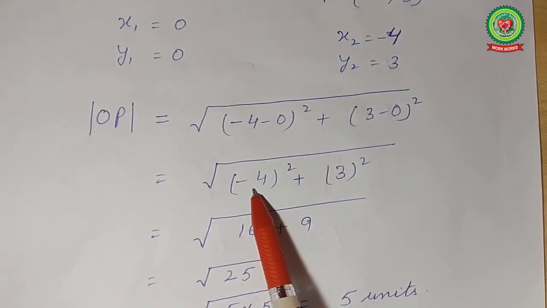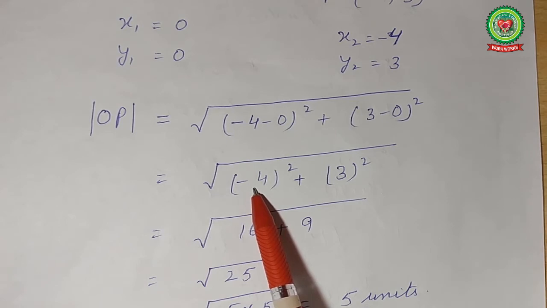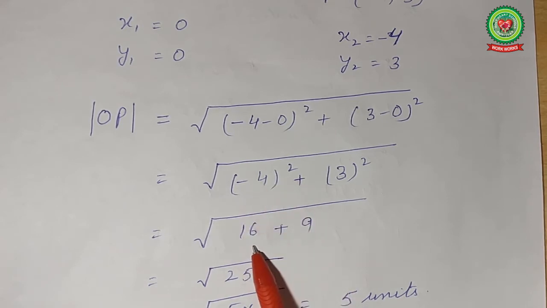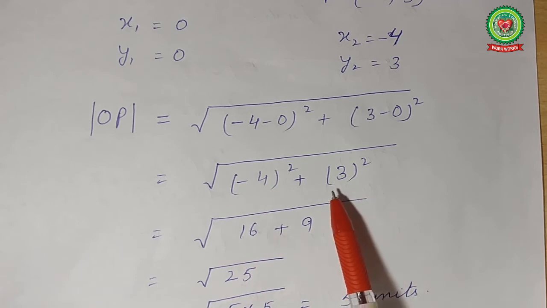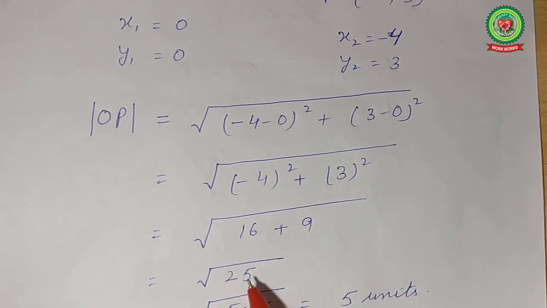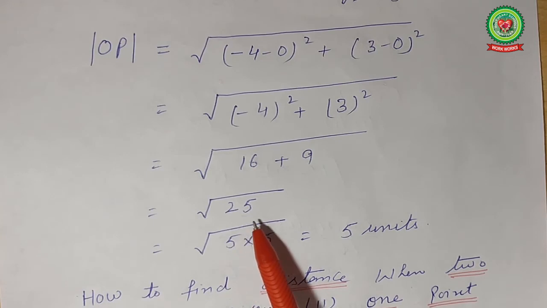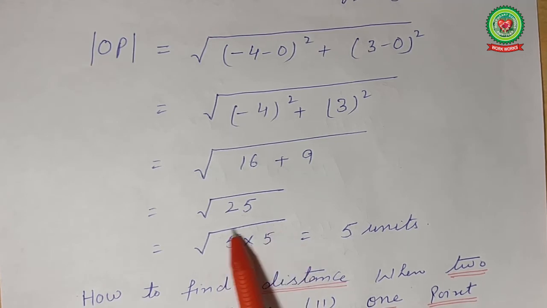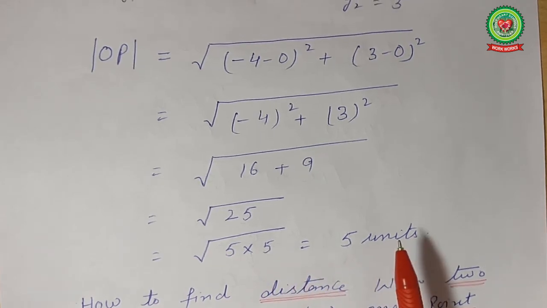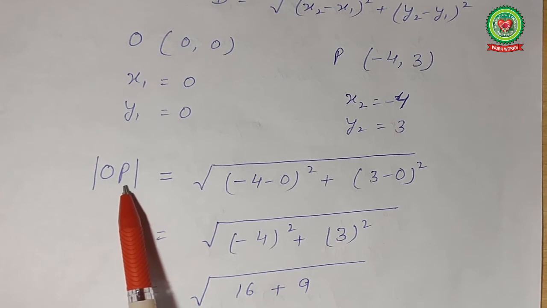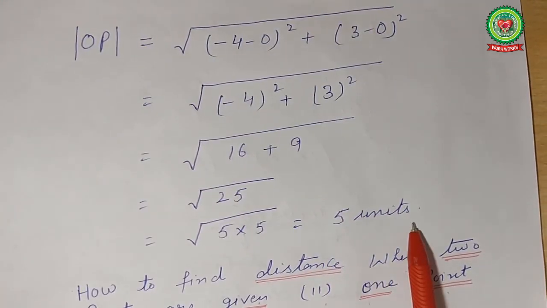When we square a negative number, it always gives a positive result. So minus 4 square is 16, and 3 square is 9. 16 plus 9 is 25. We can do the prime factorization of 25: 25 is equal to 5 into 5, having one pair. Under root of 5 into 5 is equal to 5 units. The distance between O and P is 5 units.